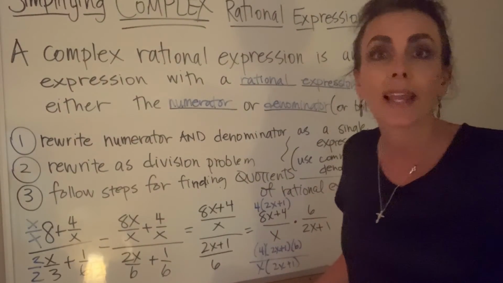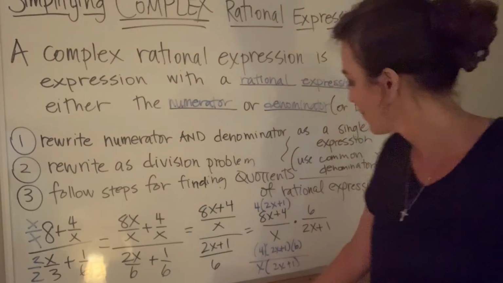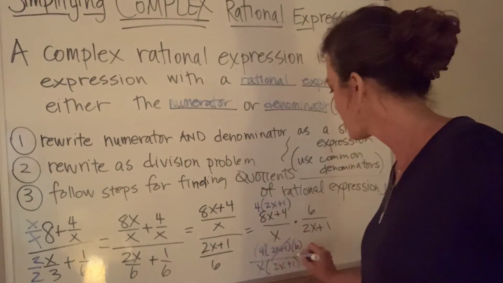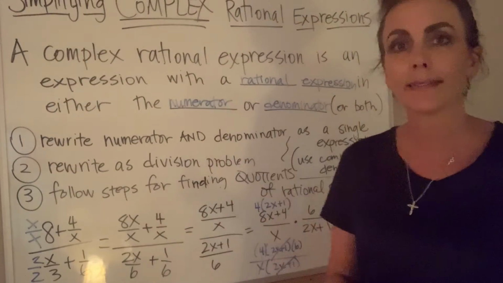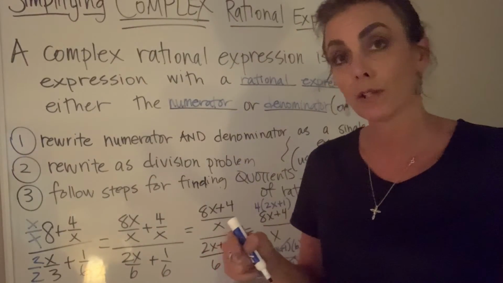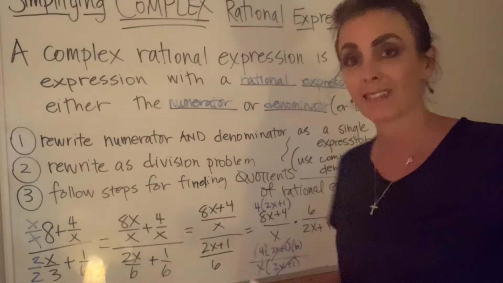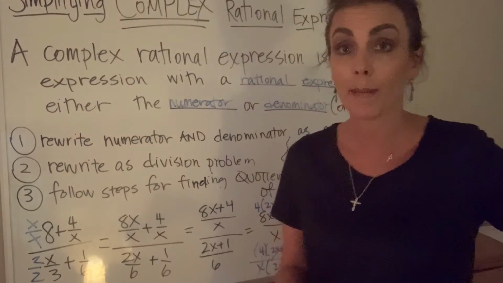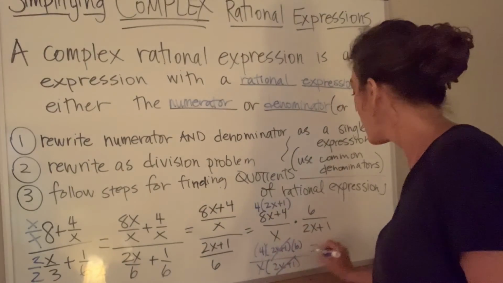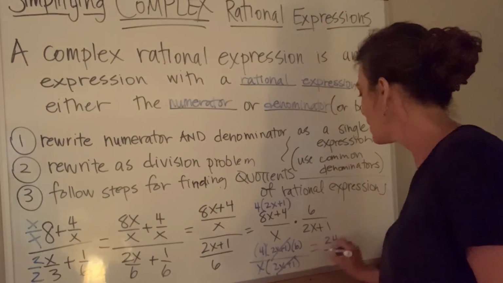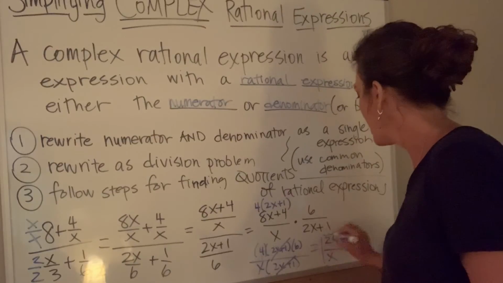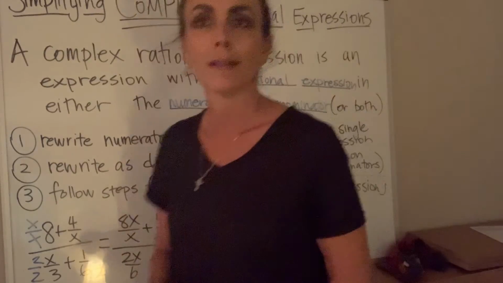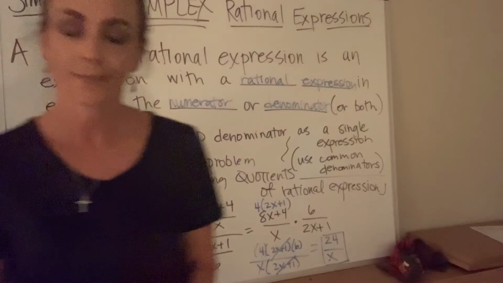Okay, what do you see? Hopefully you see a common factor that we can divide out, okay? And if I divide out the 2x plus 1 from the numerator and the denominator, all I'm left with in the numerator is the 4 times the 6. And all I'm left with in the denominator is x. And so I end up with just 24 divided by x as my final result.